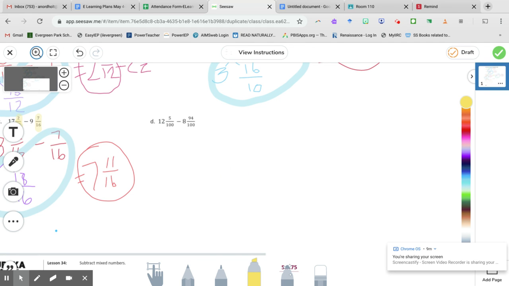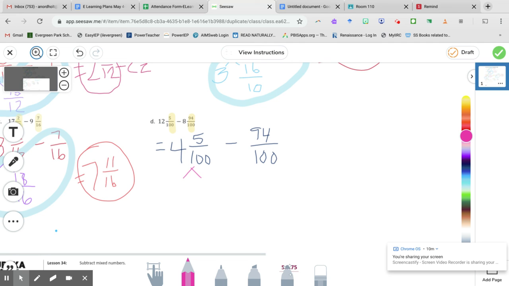Okay, 12 and 5/100 minus 8 and 94/100. I definitely cannot subtract 5/100 minus 94/100. So before we can do that, let's look at what we can change. So 12 minus 8 is 4. And keep our fractions that we have. So 4 and 5 100ths minus 94 hundredths. And then let's rename this 4 and 5 hundredths.